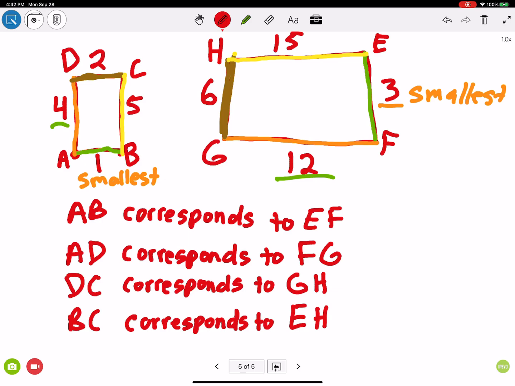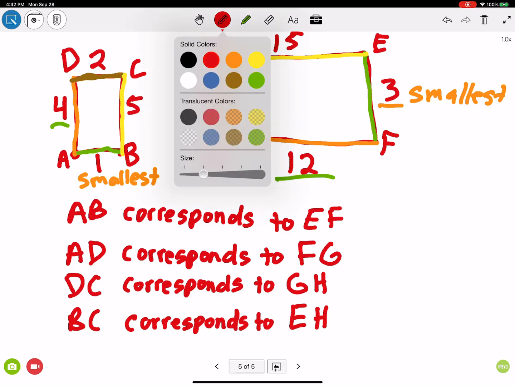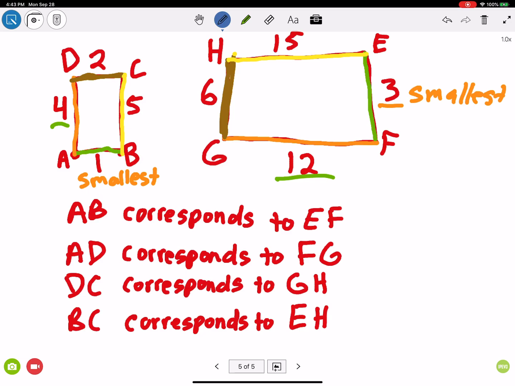Well, let's talk about corresponding angles. I'm just going to make a couple of these as my example. What if I'm talking about angle A? What do I notice about angle A? What sides make it up? The smallest side and the second smallest side.